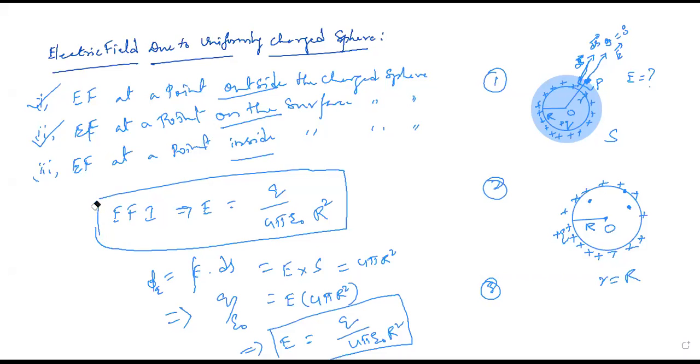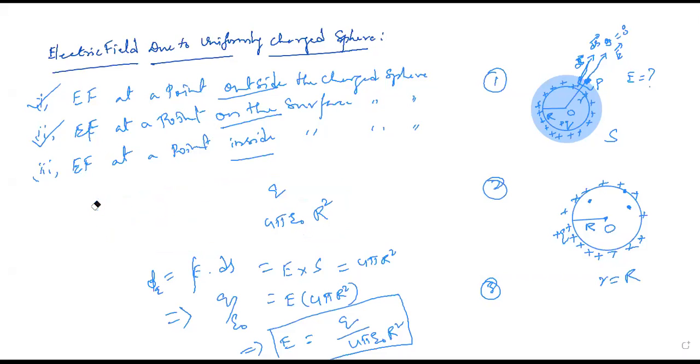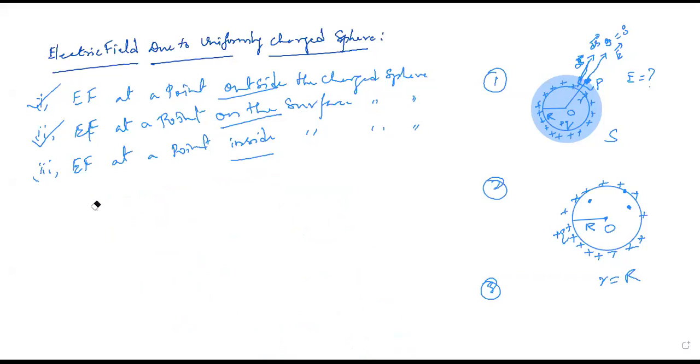Okay, I'm going to the third one, that is electric field intensity at a point inside the charged sphere. So this is the diagram we have seen for the second, and now the third one I'm going to draw. The point lies inside. First I will explain the diagram and then I'll go for the derivation. If this is completed, I will erase this and draw here itself.